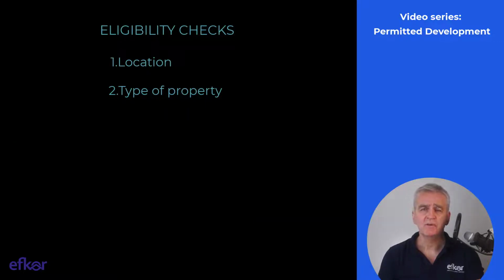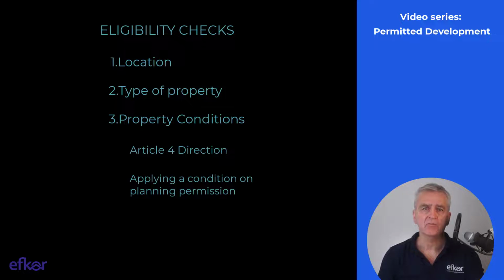So, you live in the right place and you live in the right type of building, but are your PD rights still intact? We need to check if there are any property conditions. Councils are allowed to remove PD rights from your property in 2 ways: by issuing what is known as an Article 4 direction, or by applying a condition on the original or any subsequent planning permissions for your house.